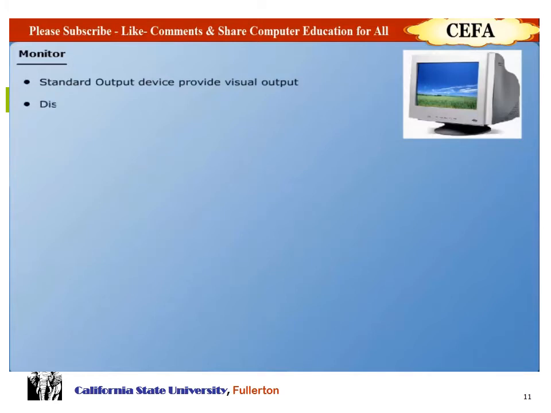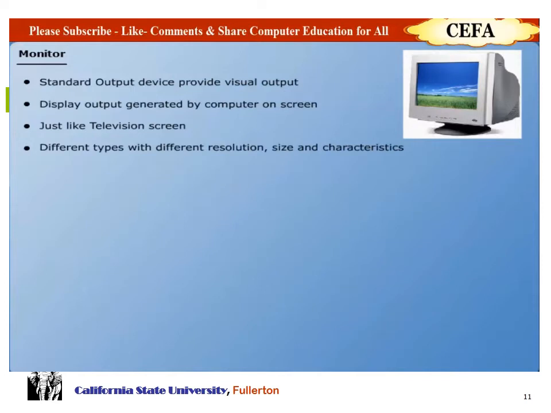Monitor. A monitor is a standard output device which provides visual output from a computer. The first device, the monitor, was used to view output generated by a computer on screen. A monitor is just like a TV screen. Monitors are of different types with different resolutions, sizes, and characteristics.